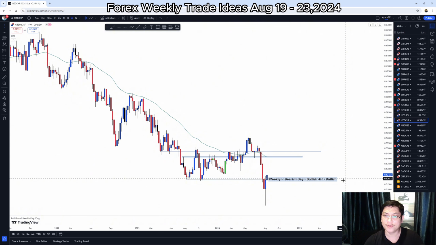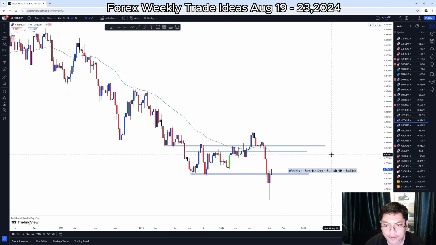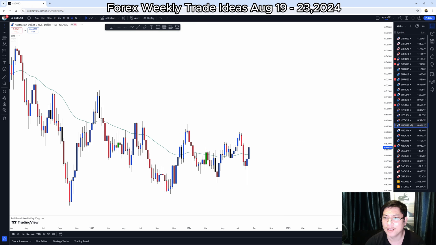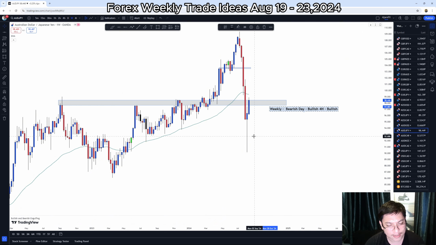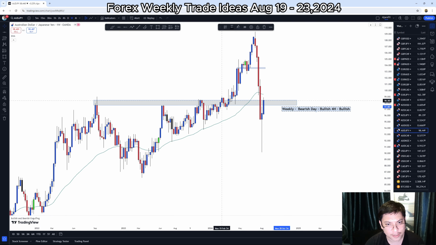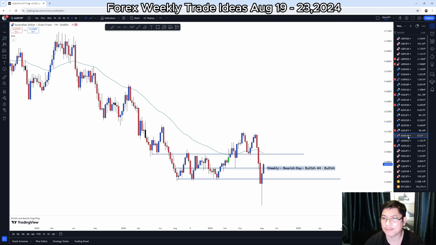NZD CHF, I'm still not ready on it. AUD USD, very choppy. Let's go to another pair. For AUD JPY, this is kind of confusing, but this one is already in the area of interest. But for me, I might just wait until it touches right at our 50 weekly EMA. So let's see about that one. Again, let me flag that out. AUD CHF, I guess this one is not ready for now.